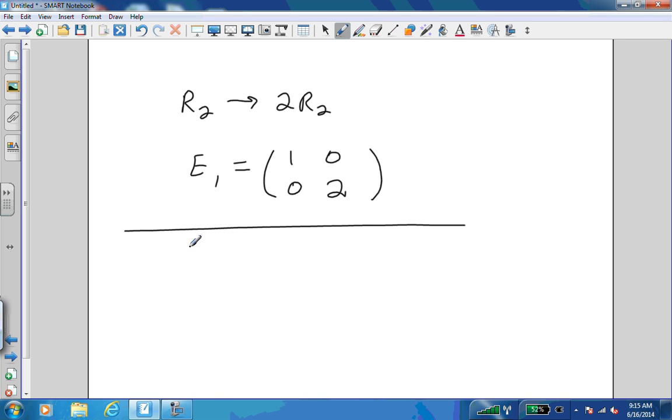So if we want the inverse of that, it would be to do the opposite thing. Well, the opposite of doubling something is to multiply it by 1/2. So in that same position, I would change from a 2 to a 1/2. This multiplies in the second row the second element by 1/2. So that's the inverse of multiplying a row by a particular number.